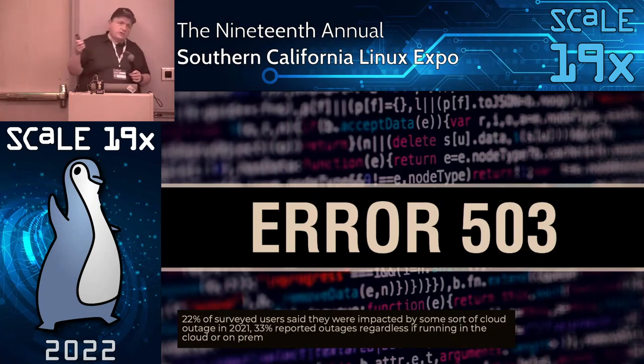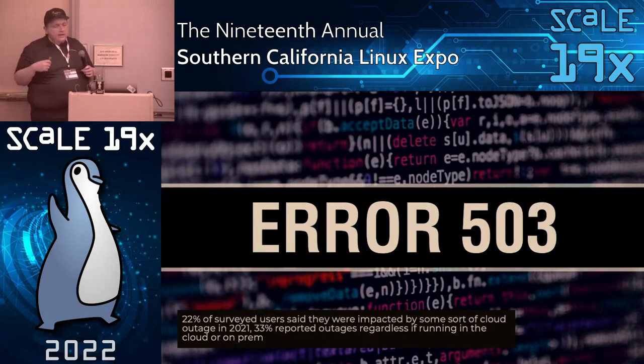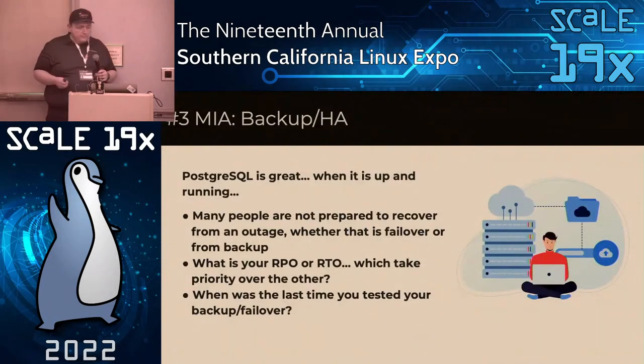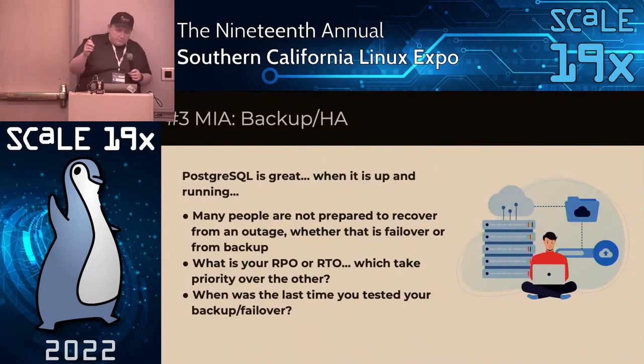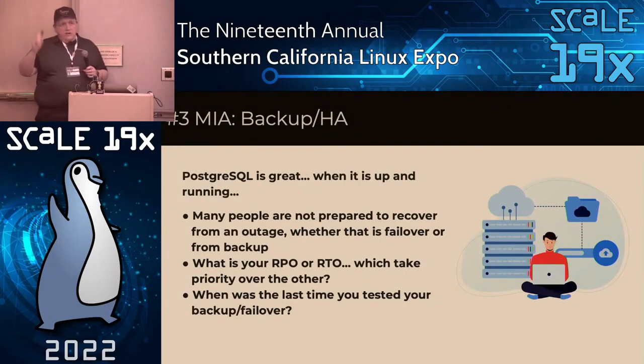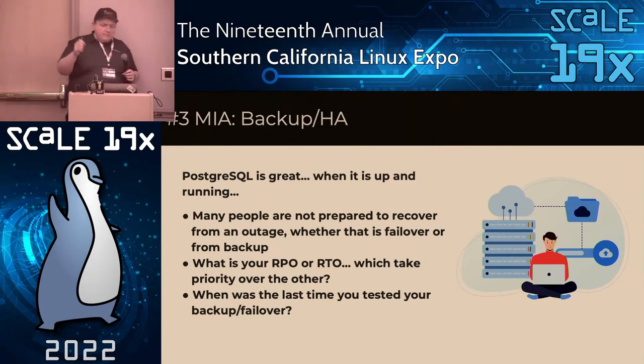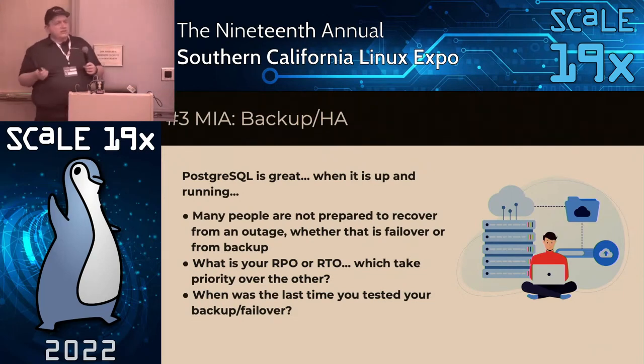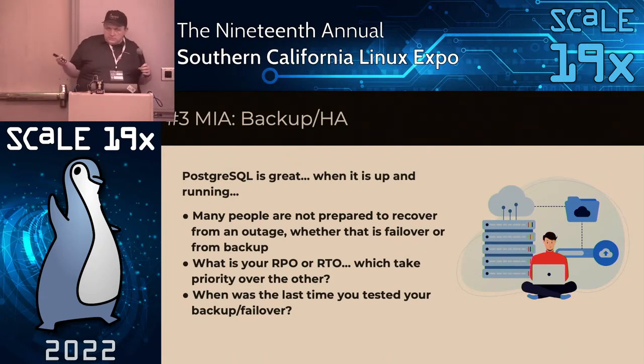So just because you're using an as a service doesn't necessarily mean that you set it up correctly or that you have taken everything into account. Okay? And as great as Postgres is, it's only great when it's up and running. If it's not running, then you have a completely different problem. And a lot of people are not prepared for that outage. Okay? They're not. And so you have to ask yourself, from an application perspective, how much downtime can you withstand?